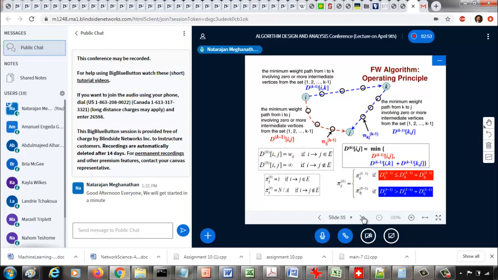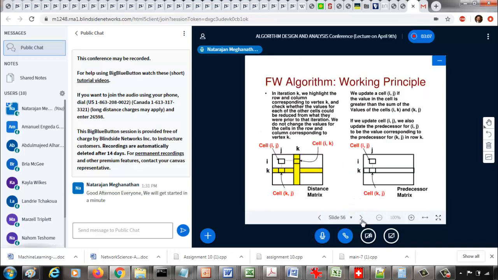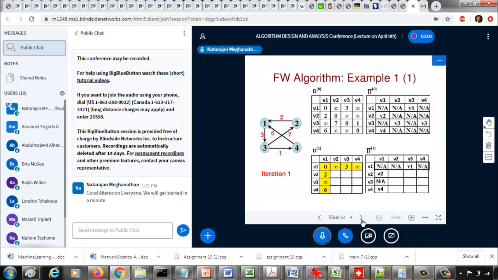If we cannot reduce the distance, that means if the distance from I to k plus k to j happens to be more than the distance that we know from I to j, then we stay with what we know from I to j, just stay on that path. We don't update to go through k. So that's what we're going to do in each iteration.